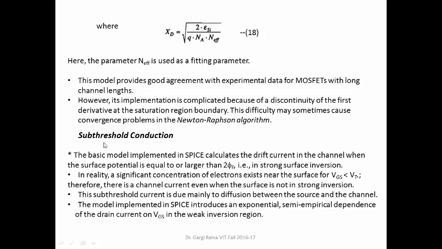Next, we look at the subthreshold conduction. This basic model is implemented in SPICE. It calculates the drift current in the channel when the surface potential is equal to or larger than 2 phi f in the strong inversion region. In reality, there is a significant concentration of electrons near the surface, even for VGS being less than VT. Therefore, there is a channel current even when the surface is not in strong inversion.